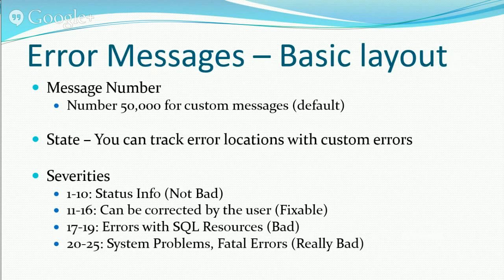The basic layout of an error message has a message number on the front, and then a state associated with it, and there's also a severity. Severities 1 through 10 are just informational. They're presented in black text, so they don't look very scary. Severities 11 through 16 are red. Those are more serious errors, but they can be fixed by the user. So if you're violating a primary key or calling something that you don't have permissions for, it'll be in the 11 through 16 range of severity.